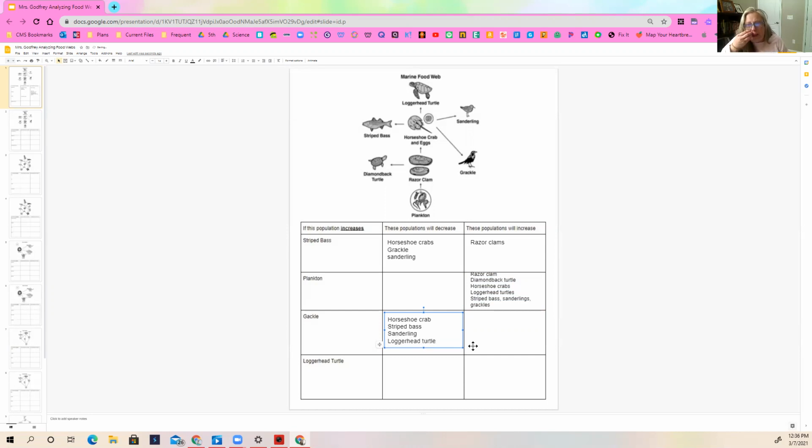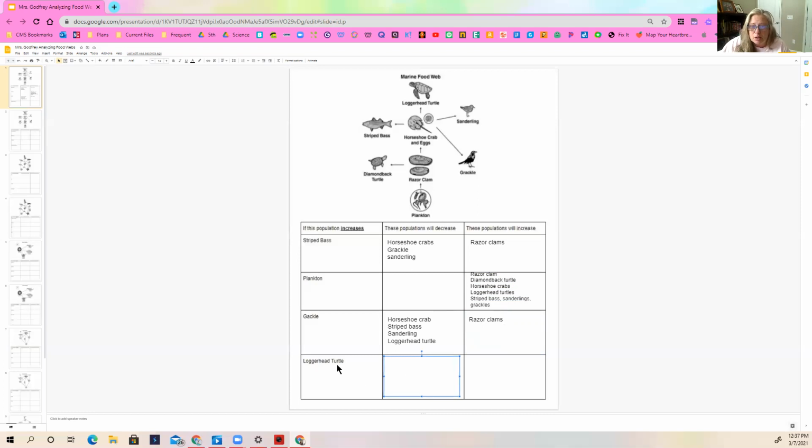Now, is there anything that would increase? All right, so wait, this increases, right? So then there wouldn't be enough of these, but then wait, the razor clams would increase. Does that make sense? Because if the horseshoe crab eats the razor clams and there aren't as many horseshoe crabs, then the razor clams would increase. All right, so you can see it's kind of tricky to think these through, but you totally 100% can do it. Let's do the last one together and then you will have the whole first page done.